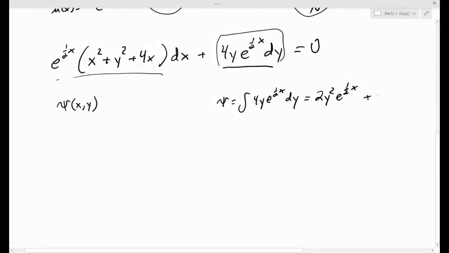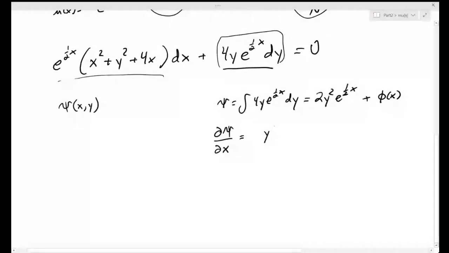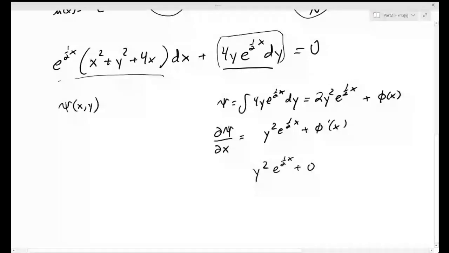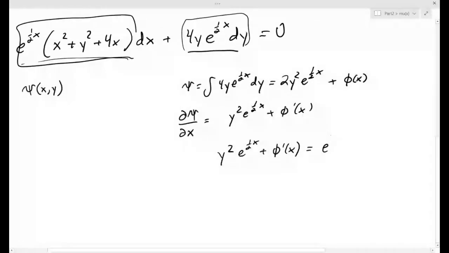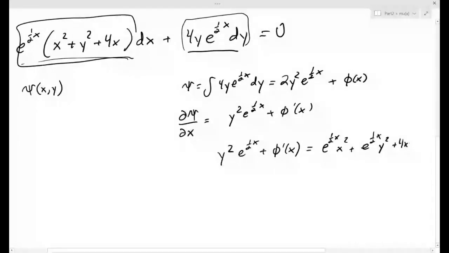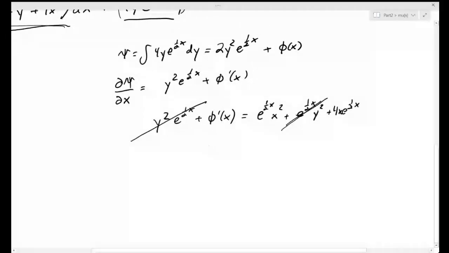Giving us a function of x for our function of integration. Differentiating this in turn with respect to x, we would set that equal to M, the new M, the one we get after multiplying by the integrating factor. So that's right here. I'll go ahead and distribute this exponential as well. Okay, indeed, the stuff that has y's in it cancels, so that's a good way of saying that you're going in the right direction. So we have only x's left.